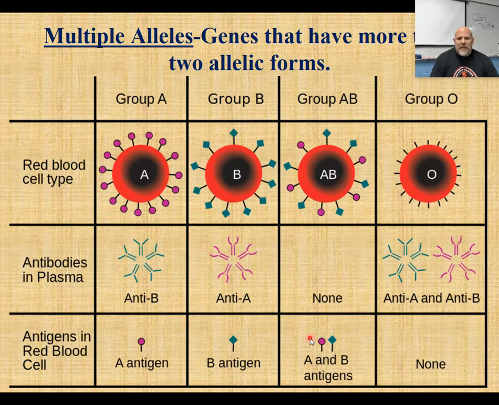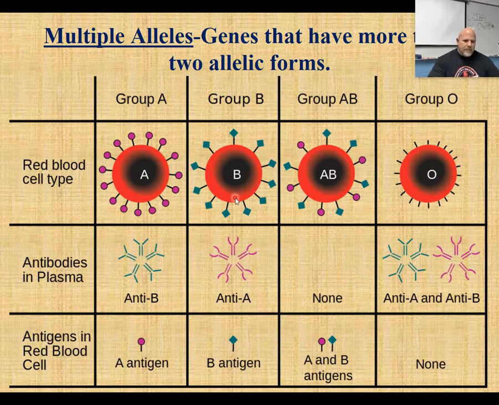Another type of non-Mendelian genetics is what we call multiple alleles. This is where we have more than 2 alleles that are common in the population. In this particular case, this is human blood type. We have 3 common alleles. You have the A allele, the B allele, and the type O blood, which is not really an allele. It's like the non-existence of an antigen.